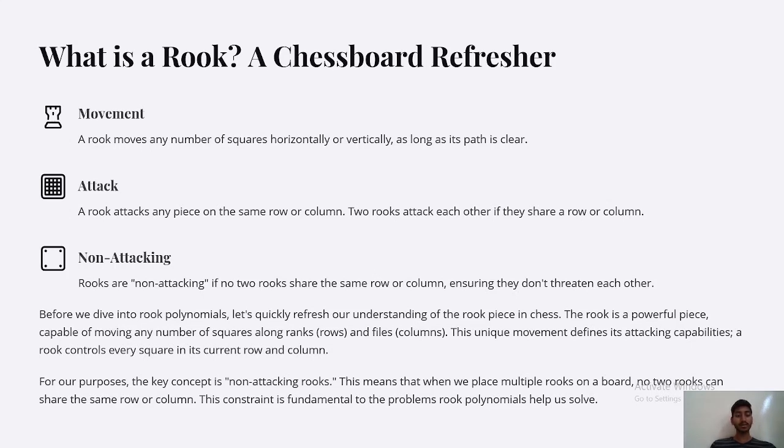Before we delve into rook polynomials, let us quickly refresh our understanding of the rook piece in chess. The rook is a powerful piece capable of moving any number of squares along the ranks, that is rows, and the files, that is columns. This unique movement defines its attacking capability: a rook controls every square in its current row and column. For our purpose, the key concept is non-attacking rooks. This means that when we place multiple rooks on a board, no two rooks can share the same row or column. This constraint is fundamental to the problems rook polynomials help us solve.